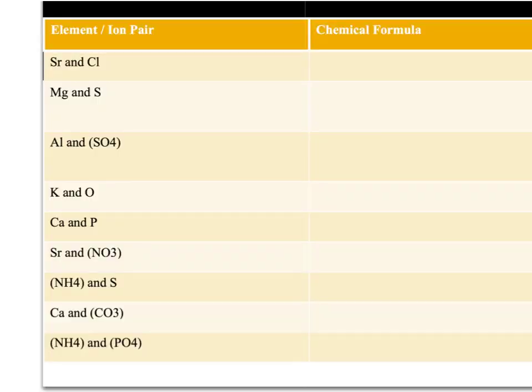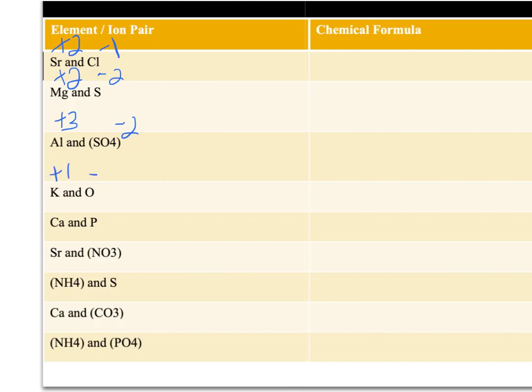Okay, so the first step here, and I'm going to do it for each one of the elements or ions, is to fill in their charges. So I'm going to use my periodic table as a resource. Strontium's in group 2, it's a +2. Chlorine is in group 17, it's -1. Magnesium is also group 2, so it's +2. Sulfur is in group 16. You might see more than one charge written next to sulfur, but you're looking for the -1. Aluminum is in group 13, it's +3. Sulfate is -2. Potassium is in group 1, it's +1.